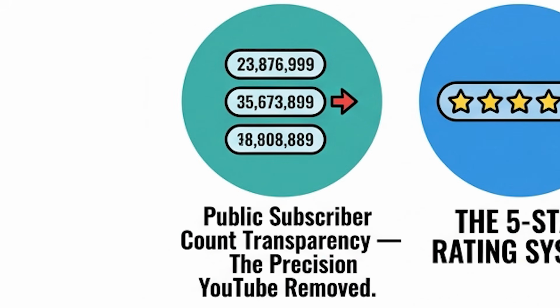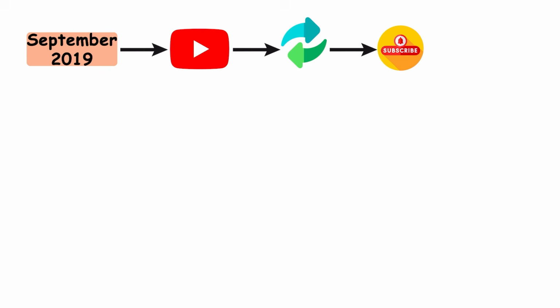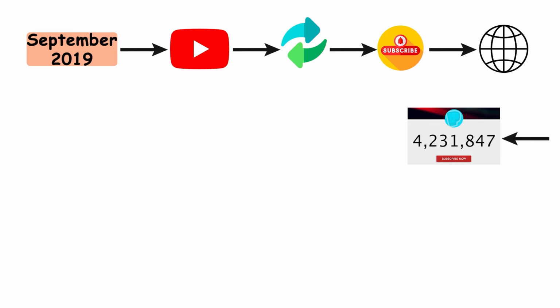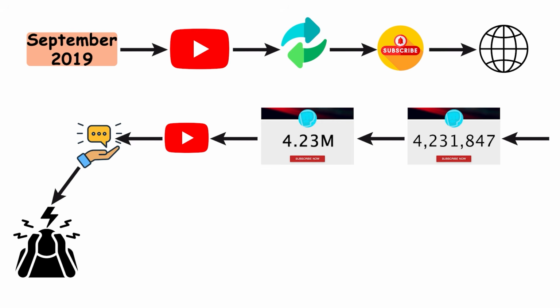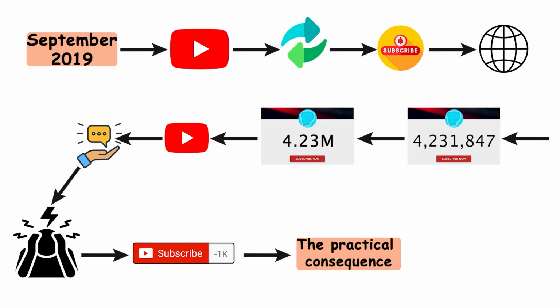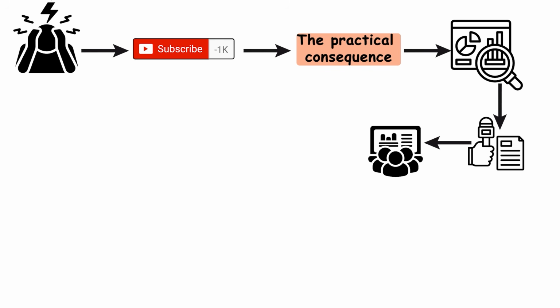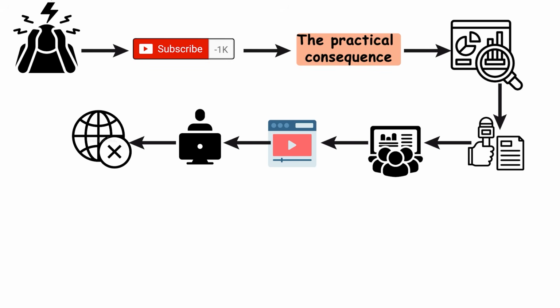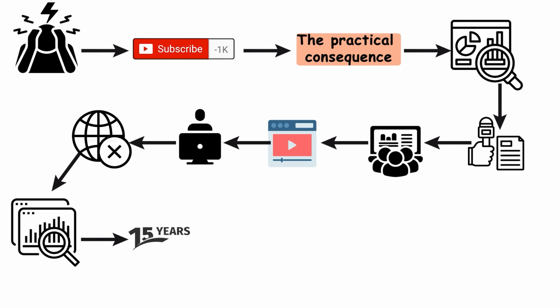Public subscriber count transparency, the precision YouTube removed. In September 2019, YouTube changed how subscriber counts are displayed publicly. Before the change, a channel with 4,231,847 subscribers displayed the exact number. After the change, the same channel displays 4.23 million. YouTube's stated reason: reducing creator stress by removing the visible impact of individual subscriber losses. The practical consequence: independent researchers, journalists, and viewers who track channel growth as a proxy for content quality or creator credibility lost access to precise data that had been freely available for 15 years.